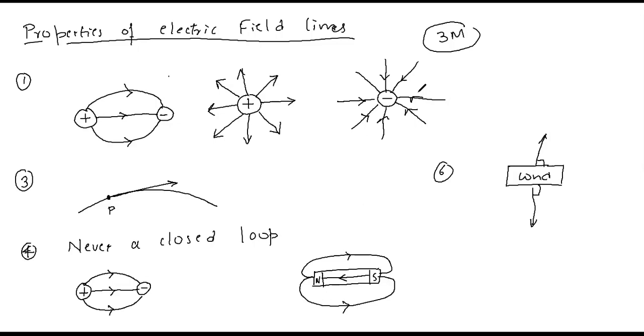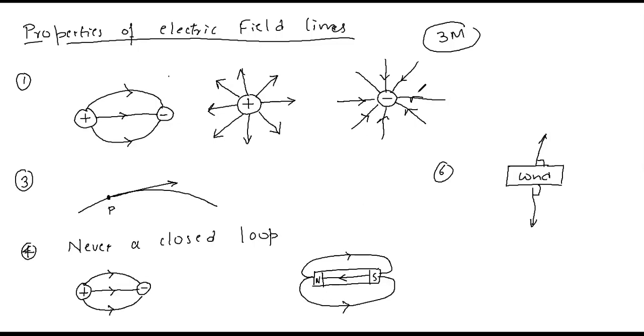Second property, in a charge-free region, electric field lines are continuous lines. There is no break. In a charge-free region, electric field lines are continuous lines. And the third property is the tangent drawn to the electric field line at any point gives the direction of electric field at that particular point.